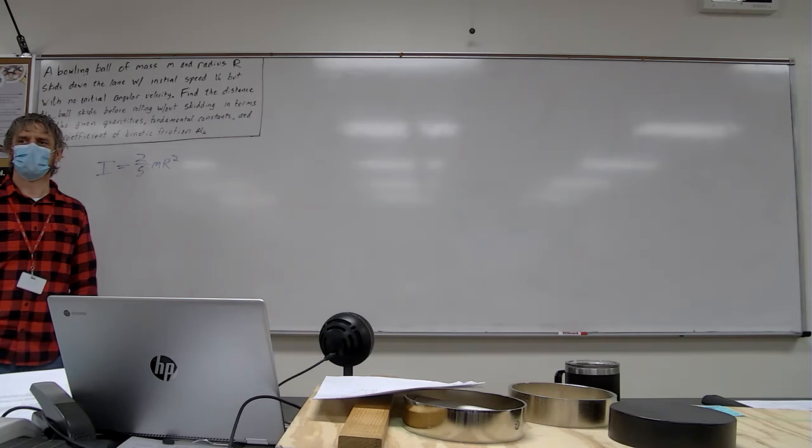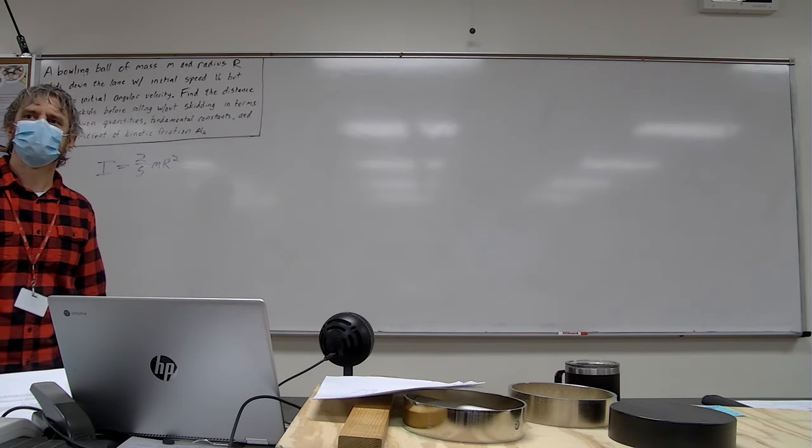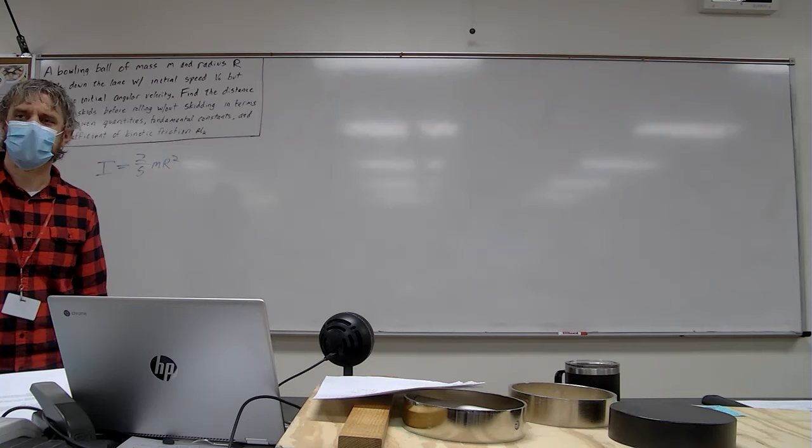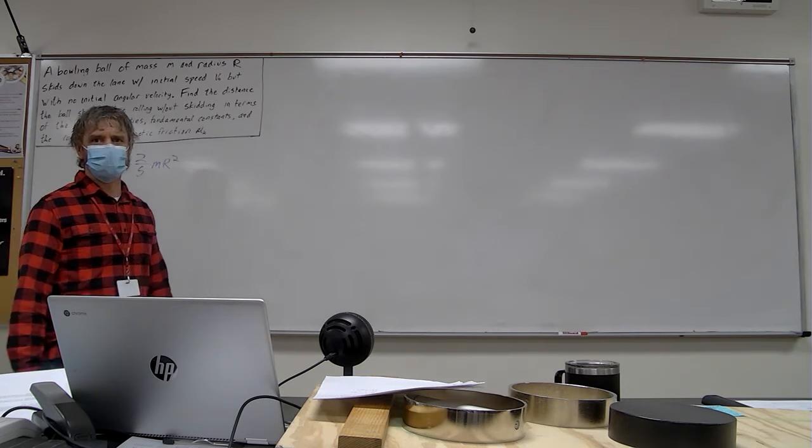Yes, sir. So, when it's skidding, it has kinetic friction, but when it starts to roll perfectly, it has static friction? Yes. So are we solving for when... We're finding the distance that the ball skids before rolling without skidding. So we're only dealing with the kinetic friction. Because once the static friction has taken hold, then it's traveled the distance that we're being asked to calculate.